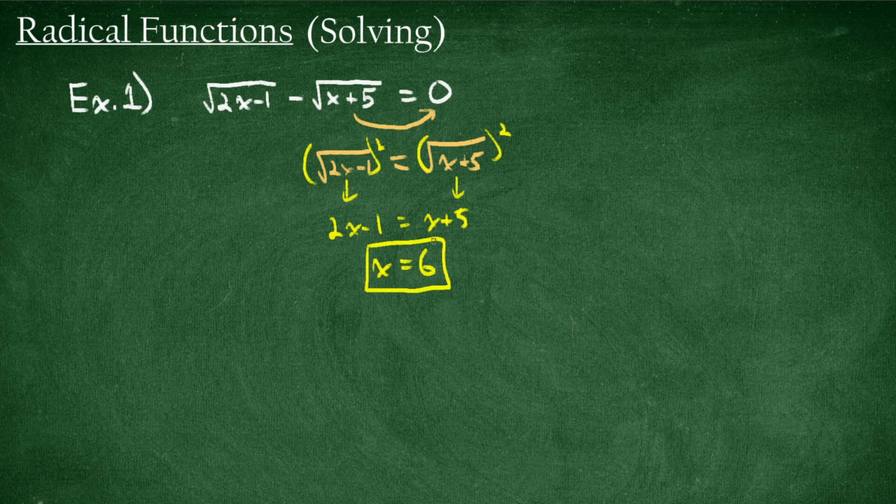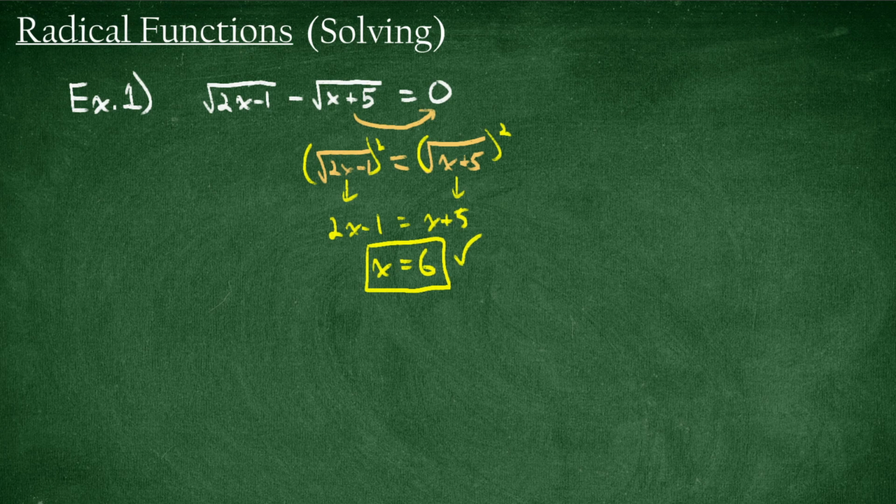Now, I do want to check this because, again, we do end up with a lot of extraneous solutions with radical equations. So let's check this real quick. All right, so if x is 6, then I have 2 times 6 is 12 minus 1 is 11. So that's the square root of 11 on top right here. And then I have minus x plus 5, so that is 6 plus 5, which is also the square root of 11. So the square root of 11 minus the square root of 11, well, anything minus itself is equal to 0, so we are all good. Okay, so this checks out.